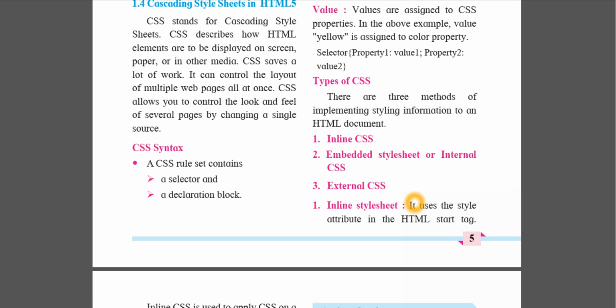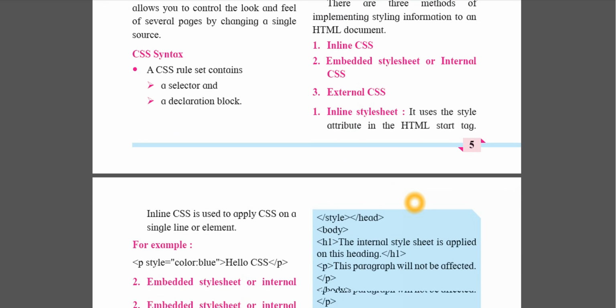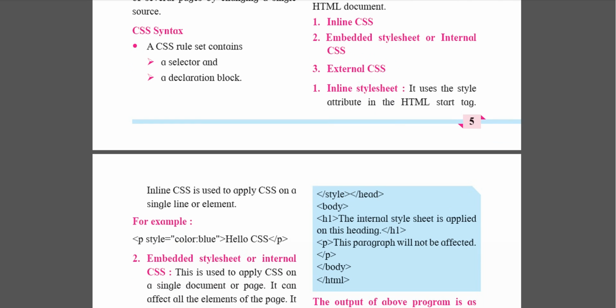Inline style sheet directly affects the tag and is written without using a selector. It is used to apply a style to a single element. It uses a style attribute, just like any other HTML attribute. It goes inside the element, beginning in the tag and written after the tag name. It begins with style. So: p style equals color blue, then Hello CSS, and the paragraph is closed.